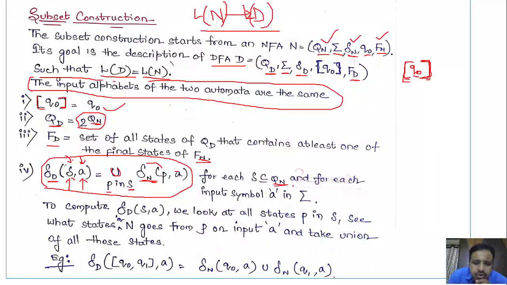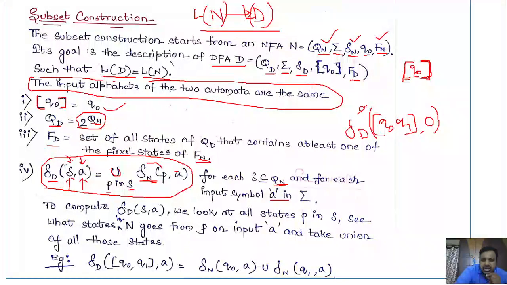Here we could say S has some number of states, that is, a subset of Qn, for each input symbol A in sigma. Let me consider one example for this, to understand it better. I am writing here delta D of [Q0, Q1] on 0.